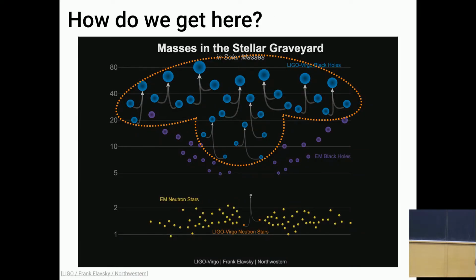So we know how we got to the electromagnetically detected black holes. How do we get to the LIGO detected ones? What are some possible mechanisms for how we get these black holes to form, how we get them to form in pairs, how we get them to merge?